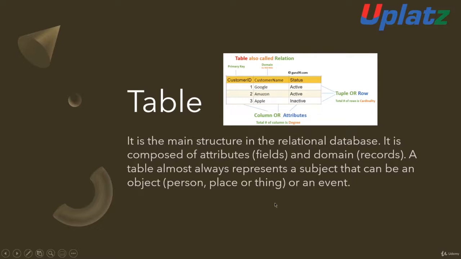Now to define it in very layman terms, a table is the main structure in the relational database. It defines the structure of the database. It is composed of attributes, that is fields or columns, and domain, that means records, rows, or tuples. A table must almost always represent a subject that can be an object, person, place, thing, or an event.